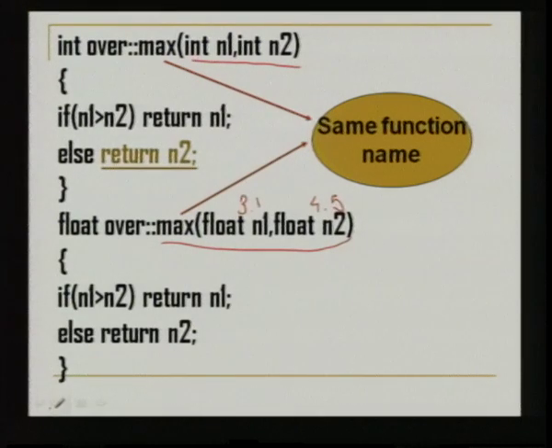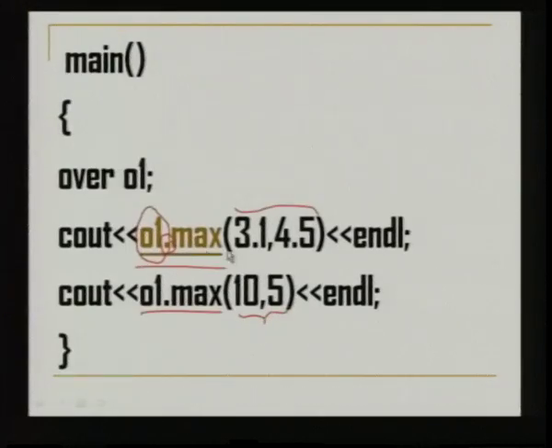We know that 10 is greater than 5, so the result returned to the function is 10. So, the cout statement here will first display 4.5 and the next cout statement will display the value 10.